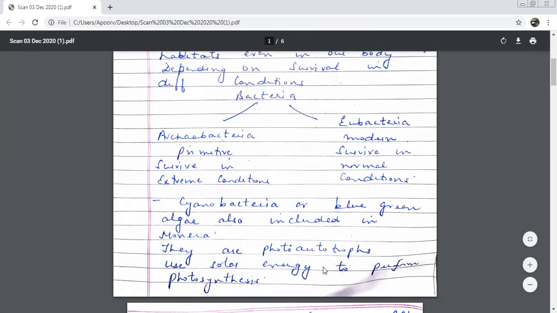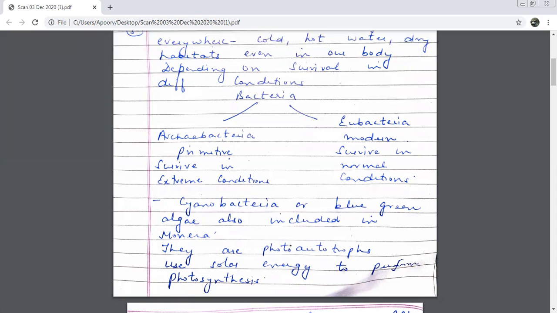They're photoautotrophs. They already have the green pigment chlorophyll. They use solar energy and can perform photosynthesis. So now we are done with three important members of Monera. Come on, name all three of them, beta. Archaebacteria, eubacteria, and cyanobacteria.